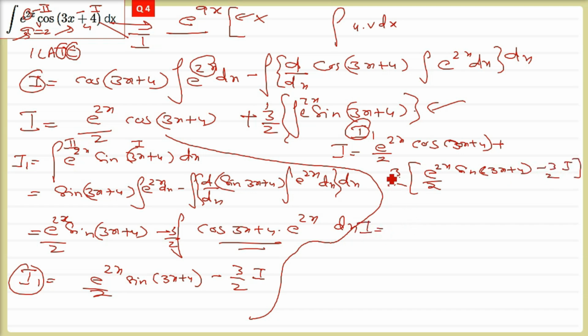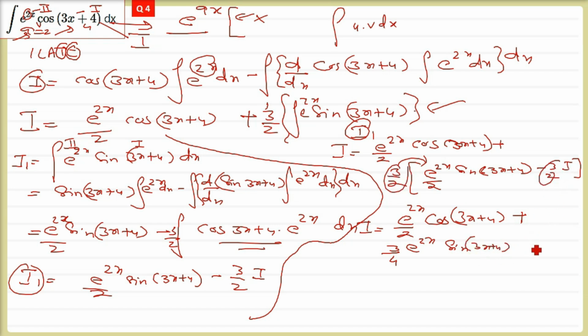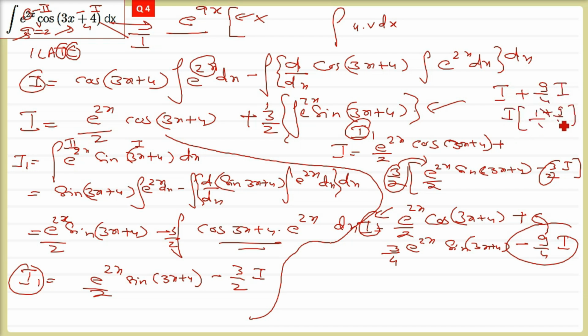So I will become like this, e^x by 2 cos(3x + 4), and then plus 3 by 2 needs to be multiplied inside. So 3 by 2 times e^x by 2 sin(3x + 4), and 3 by 2 into 3 by 2 will be 9 by 4. So minus 9 by 4 I. Okay, negative 9 by 4 we will shift to the left hand side and add it with I. So I plus 9 by 4 I. This I will come out as 1 plus 9 by 4, that is 4 plus 9 by 4. So this will be 9 plus 4, that is 13 by 4. So this whole will be 13 by 4 I on the left.